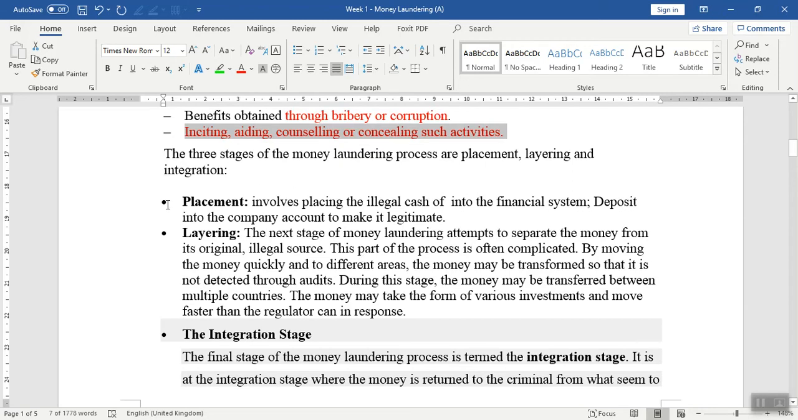So you can give me placement. Okay, what is placement? I told you last week they place illegal cash into where? The financial system. Then you get the mark already, no? But in the exam, if it comes out, you have to write in very detail, depending on the marks.